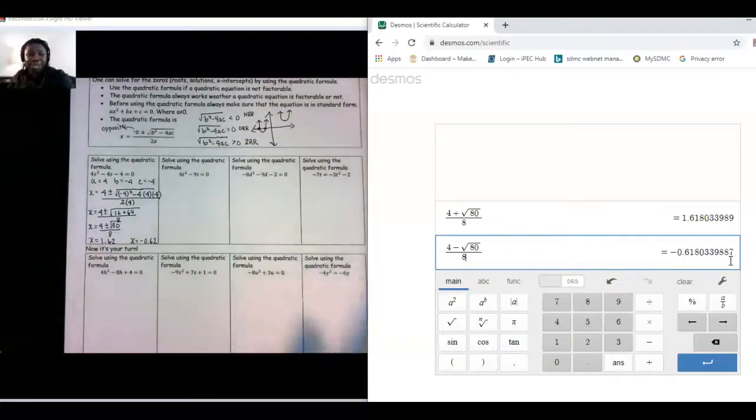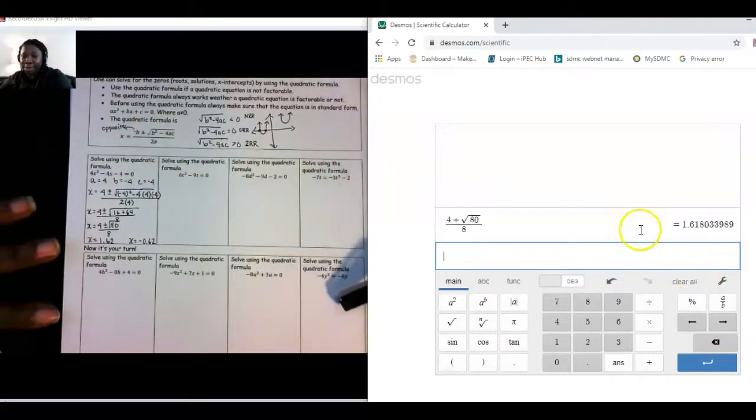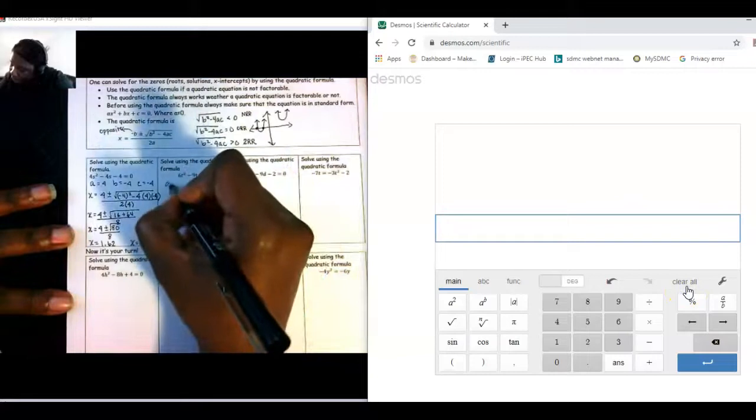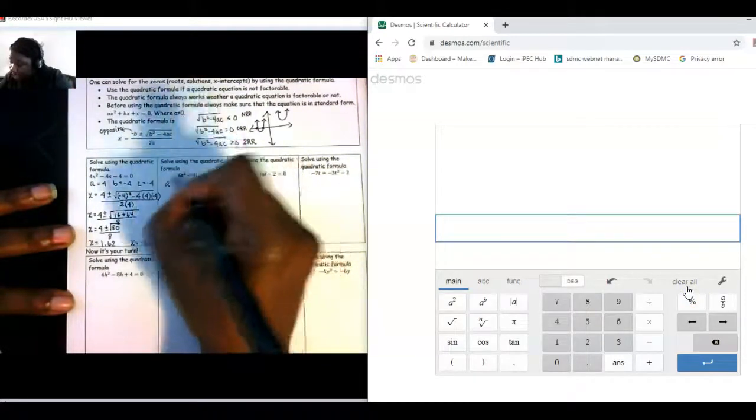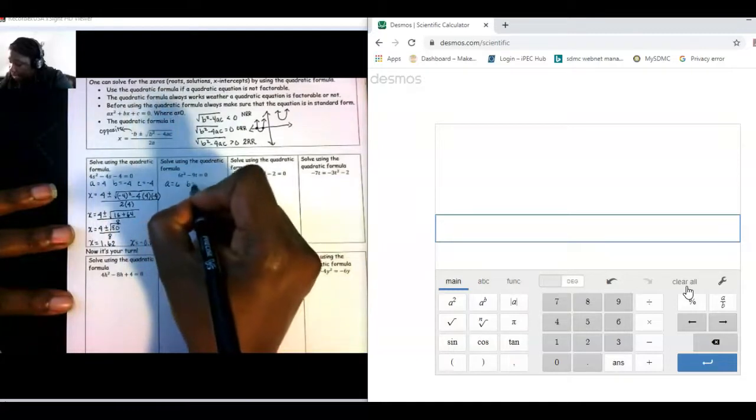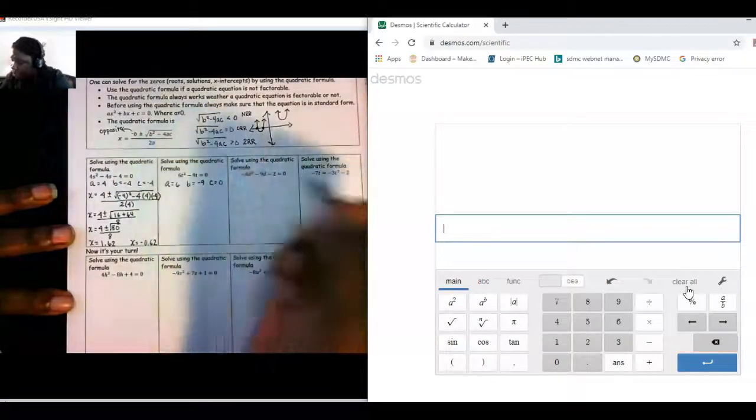Okay, now that one took me a little bit long because I was talking through it. Now that you have seen me do this, what we're going to do is go through the next ones. So first, determine your A, B, and C, or make sure it's in standard form, which it is. So A is 6, B is negative 9, and there is no C, so we're going to put 0.